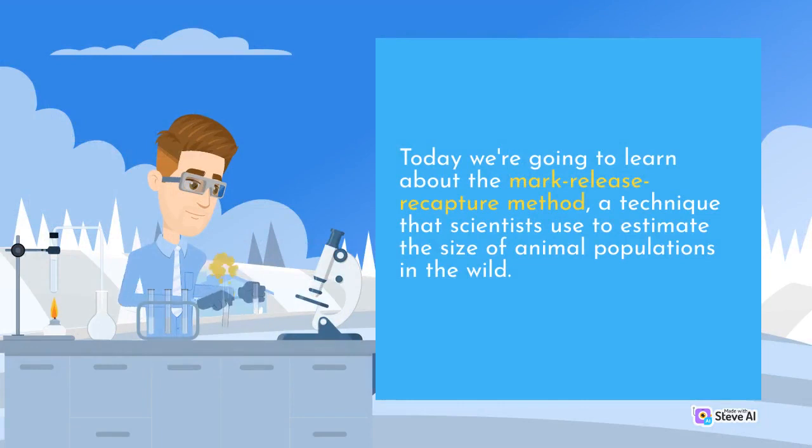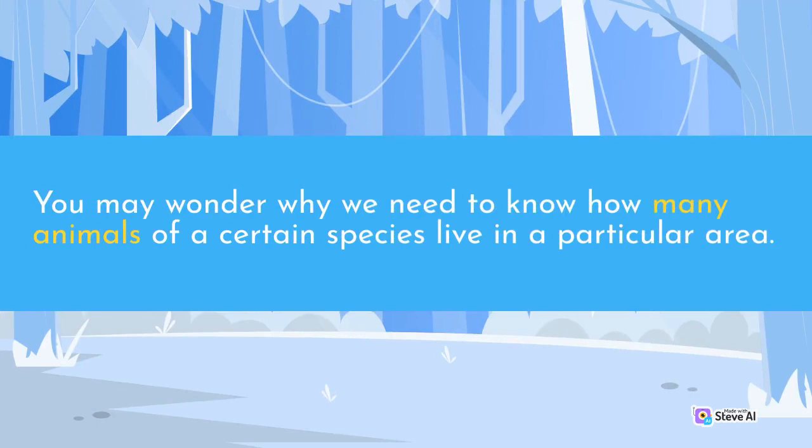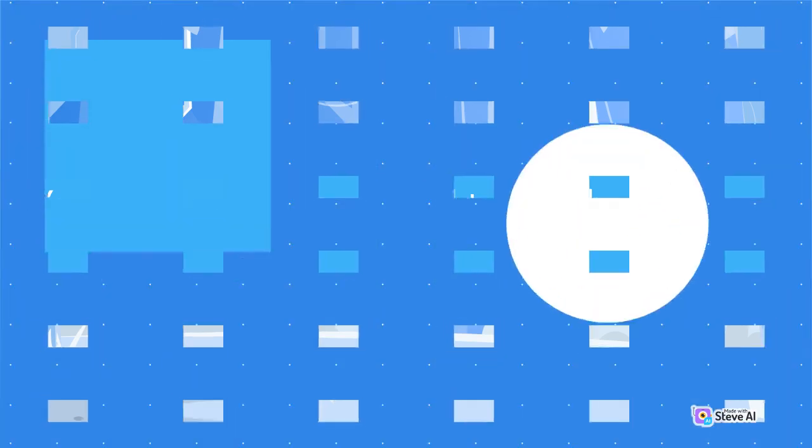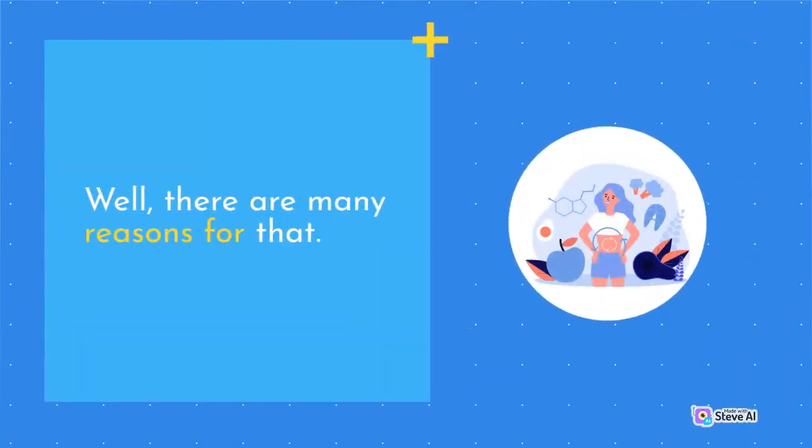Today we're going to learn about the Mark-Release-Recapture Method, a technique that scientists use to estimate the size of animal populations in the wild. You may wonder why we need to know how many animals of a certain species live in a particular area. Well, there are many reasons for that.